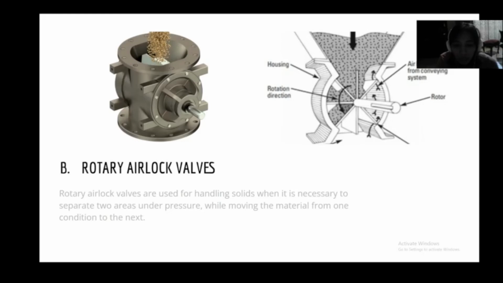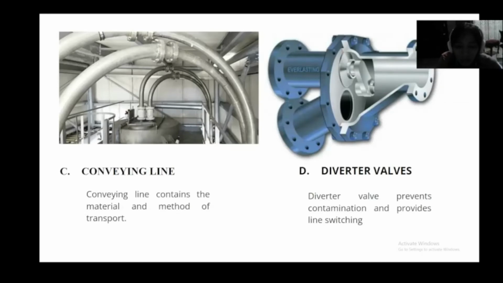Rotary airlock valves are used for handling solids when it is necessary to separate two areas under pressure while moving the material from one condition to the next. They are used at the beginning and end of a pneumatic conveying system. Conveying line contains the material and method of transport. Diverter valve prevents contamination and provides line switching.